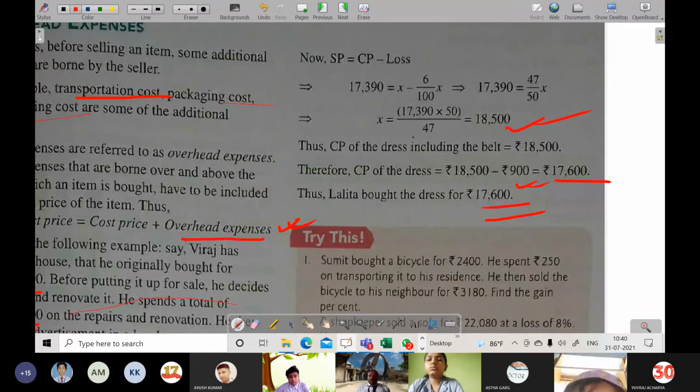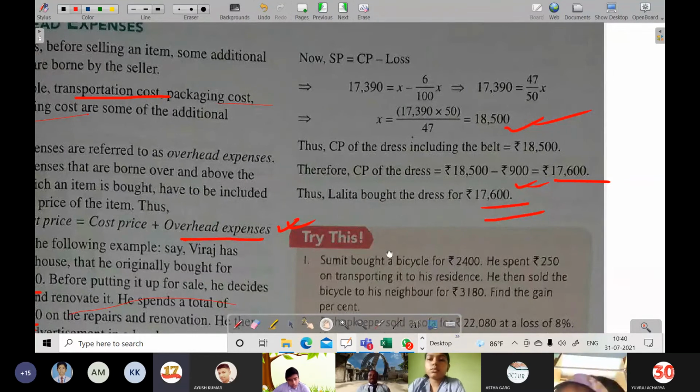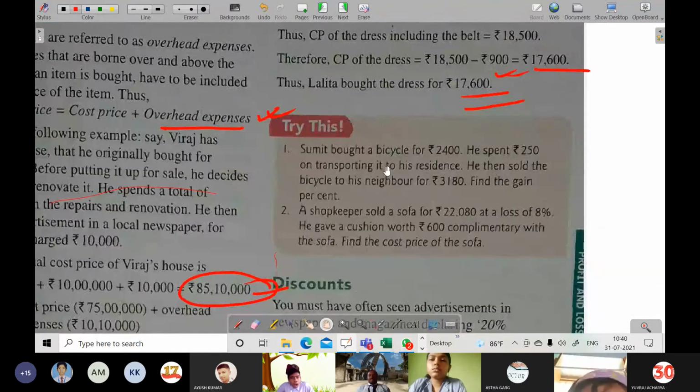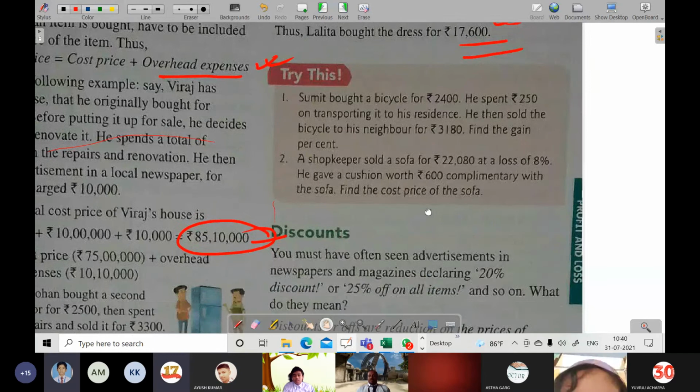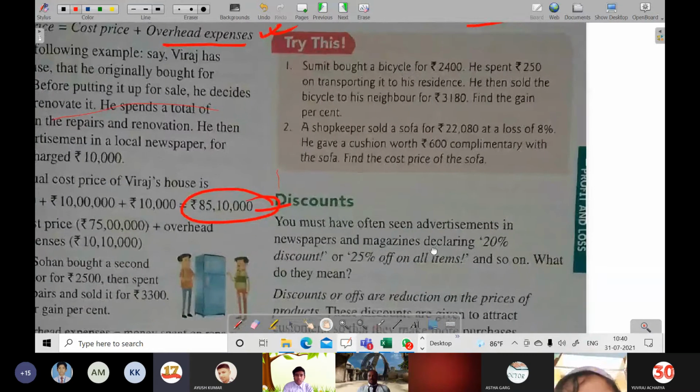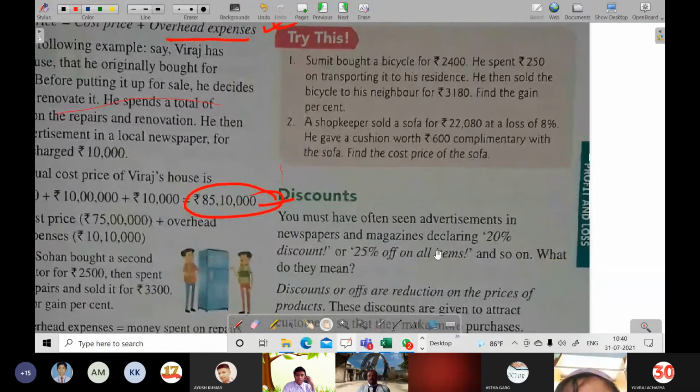Yes. So if you see after this, there is a Try This section, and in this Try This section there are only 2 questions, which I think you will be able to do. You will just see and try to solve. If there is any doubt, then you will ask. Solved also? I have solved. Very good. Those who had solved, it's very good.